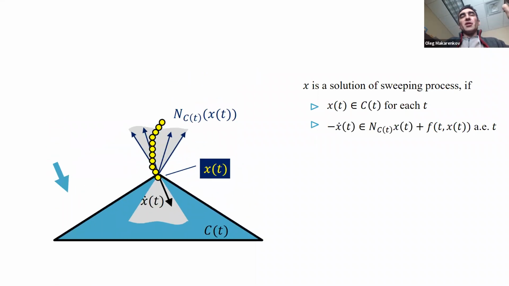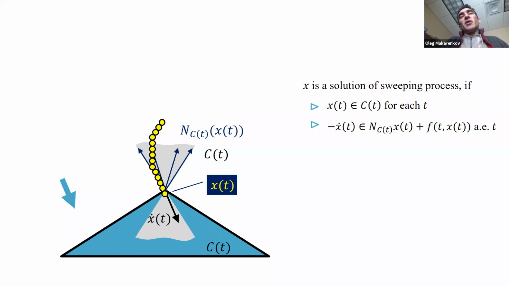So the point first sticks to the set, and I sweep the point. This point here does not ever escape and leaves some trace. The set is moving and moves the point, catches the point by its vertex. So this point is moving and leaves some trace. So this trace is a solution of the sweeping process.